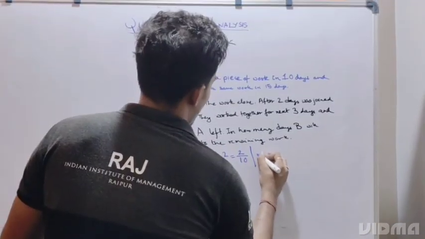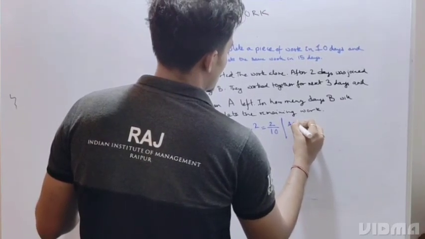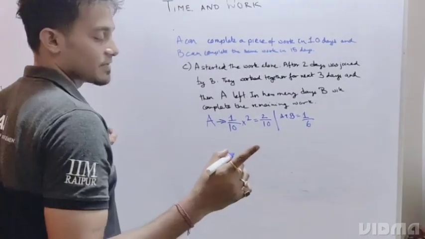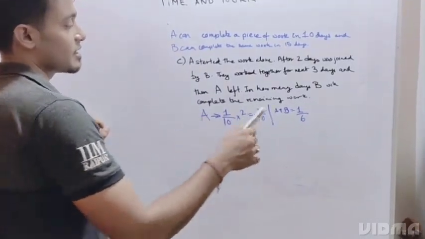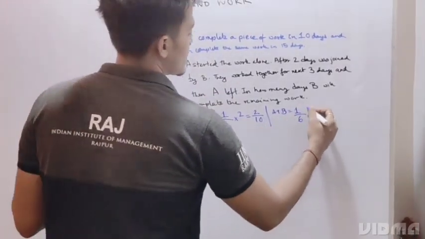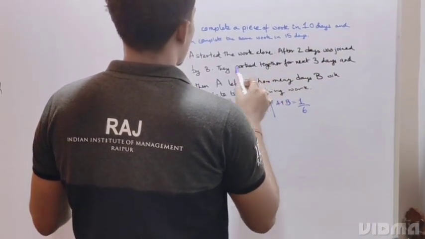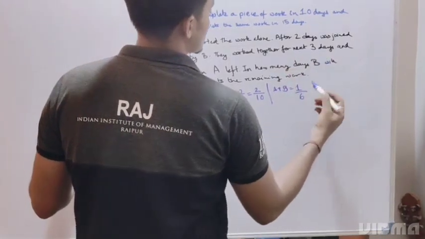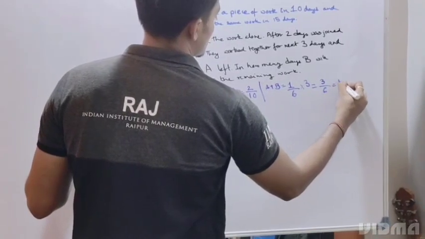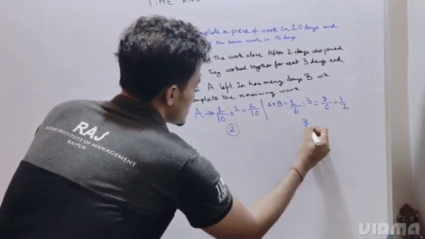Second, A and B. A plus B together in one day they work 1/6. We have already found out about this in our previous questions. So 1/6 into how many days they have worked? 2 days, then they were joined, and they work together for the next 3 days. The 3/6 is equal to half. So this is 2 days, this is 3 days.